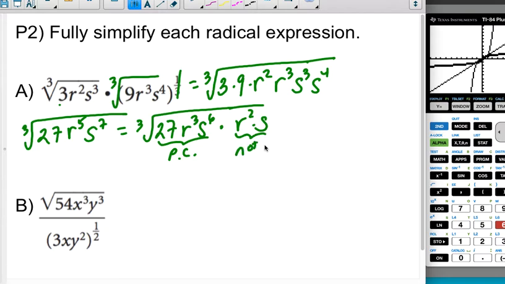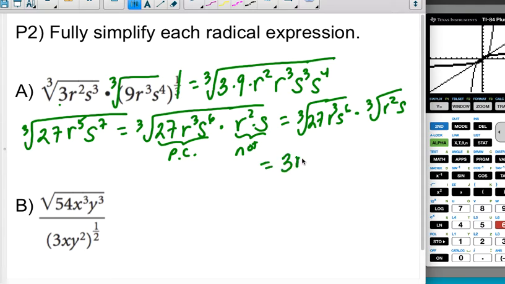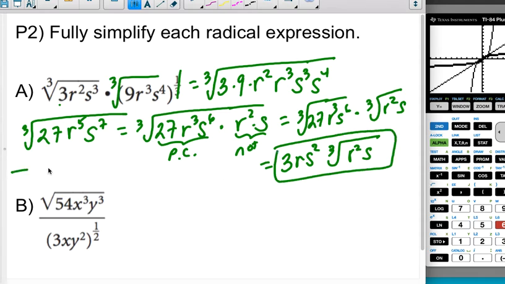If you need the step where you write them as 2 separate roots, that's fine. If you need 27 and r cubed and s to the 6th, all of which will simplify, and you need it times the root that's not going to simplify, that's totally fine. If you don't need that, it's also okay to just jump to this being a 3 and an r and an s squared in front of this cube root that wouldn't simplify. Again, because it's an odd root, I don't need to worry about anything like absolute values.